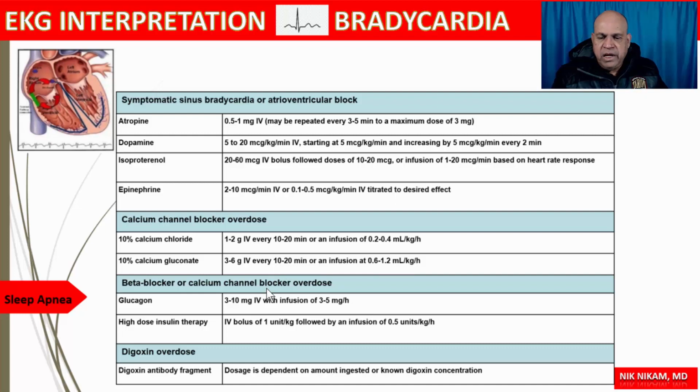If we are dealing with an excess dose of beta blockers, then we can use glucagon, 3 to 10 milligrams IV with an infusion of 3 to 5 milligrams per hour, and they can also be treated with high dose insulin. And if this is related to digoxin toxicity, of course, using digoxin antibody fragment can help to reduce the serum digoxin level and thus improve the bradyarrhythmia.